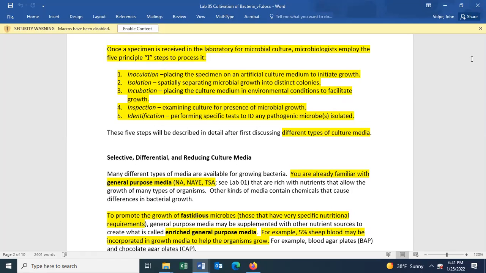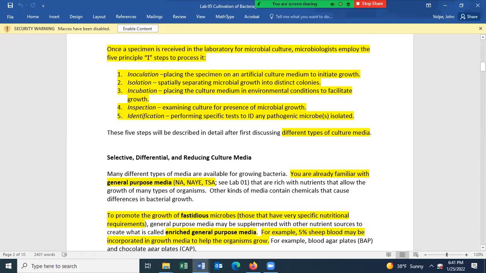Inspection, examine the culture for the presence of microbial growth. And then identification, performing specific tests to ID any pathogenic microbes that are isolated. The 5 steps will be described, and they take different types of culture media.